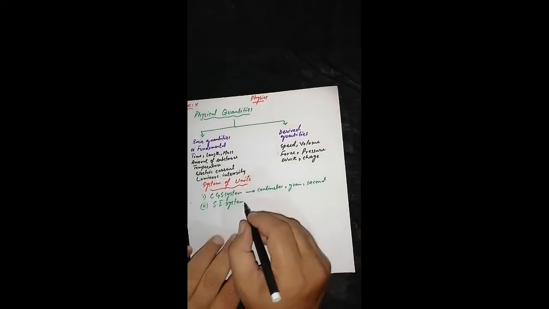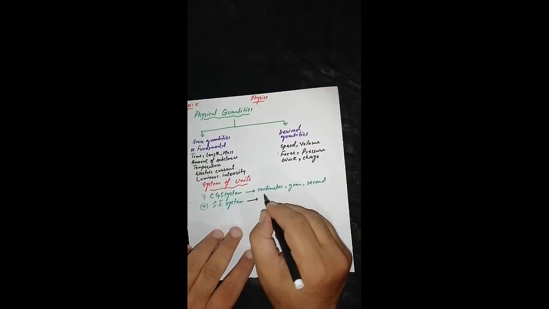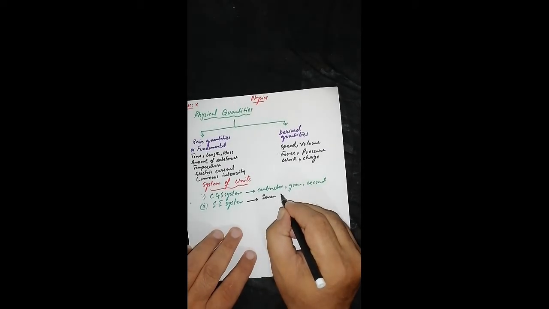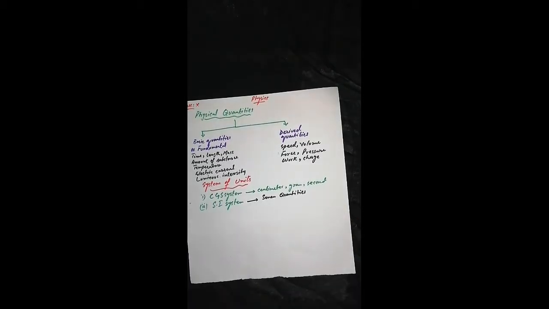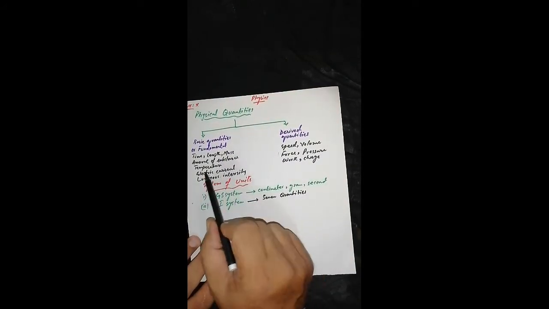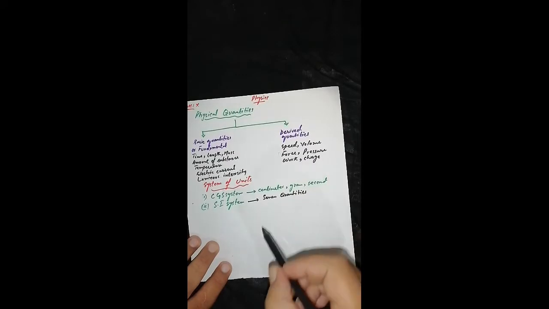International system of units is abbreviated as SI from the French Le Système International d'Unités. In this system, seven quantities have been accepted as the fundamental quantities. So the SI system is based on seven basic or fundamental quantities. They are length, mass, time, amount of substance, temperature, and so on. These are the seven quantities, which is called the SI system.